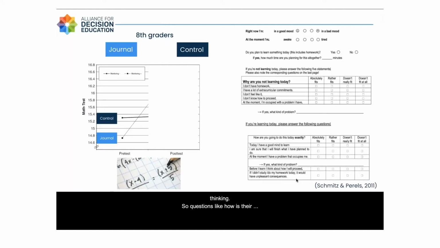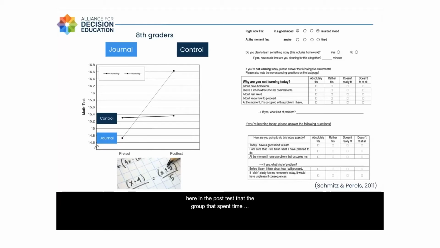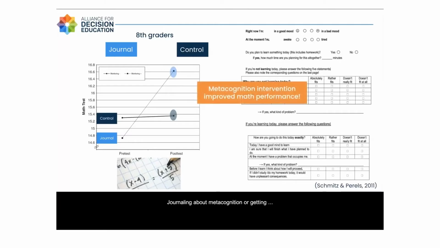And you should note that this journal has nothing to do with math content. It's just thinking about their thinking. So questions like, how's their learning going today? It provided no extra math training. But interestingly, we can see here in the post-test that the group that spent time journaling about their learning process did far better on the math post-test than the students in the control group who did not journal. So journaling about metacognition, or getting students to just think about their thinking, actually improved their math scores.